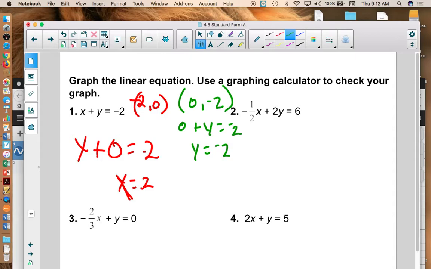So I don't always have to solve into slope-intercept formula. I could do it this way. Okay, another way of doing it. Have you graphed it, folks? Graph it on your graphing calculator.